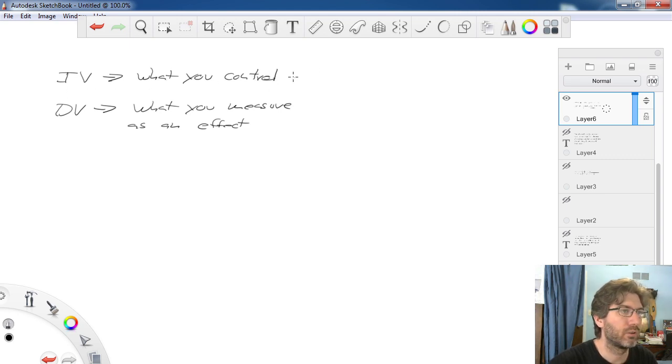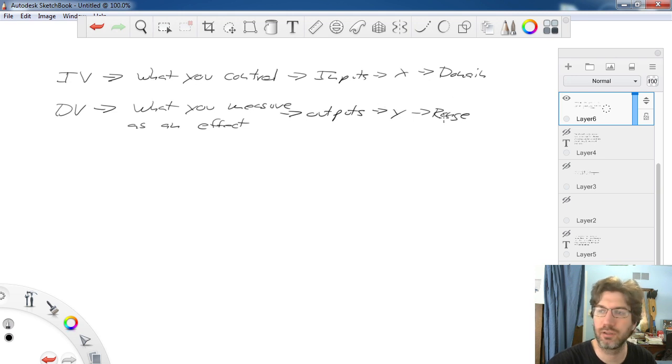What you control. In other words, these are your inputs. These are your outputs. These are your x values. These are your y values. This is your domain. This is your range. I don't know how many of these words you know. To make it easier for you: dependent depends on your independent.